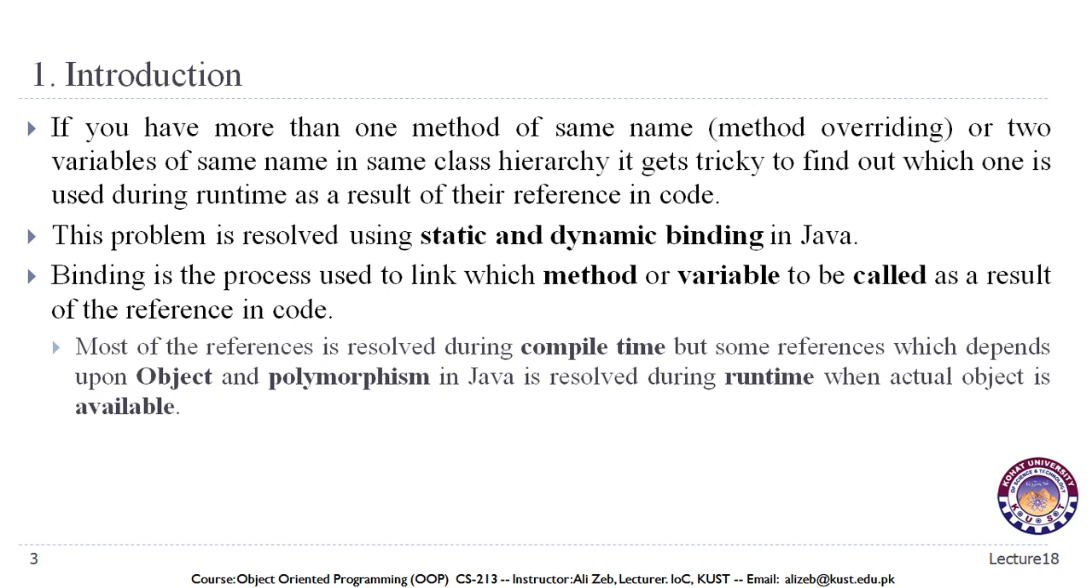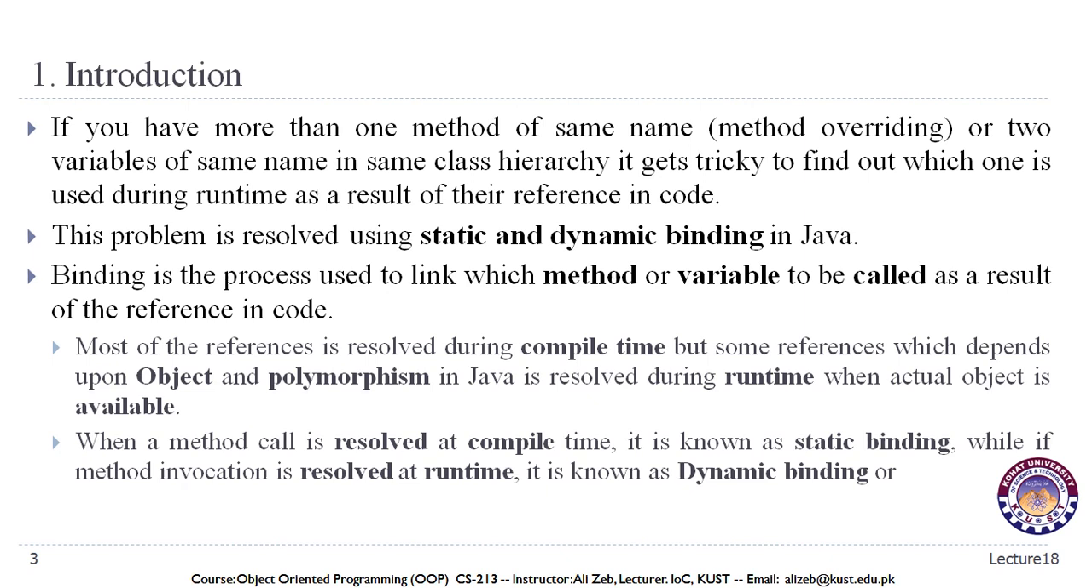But there are situations where some references, which depend upon objects and polymorphism in Java, are resolved during runtime when the actual object is available. We won't know until we run the program which method will be called or which variable will be used. But we can look at some examples where we can understand and know in advance which method would be called using dynamic binding.